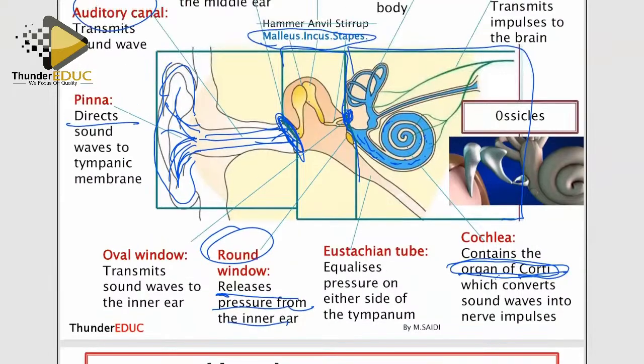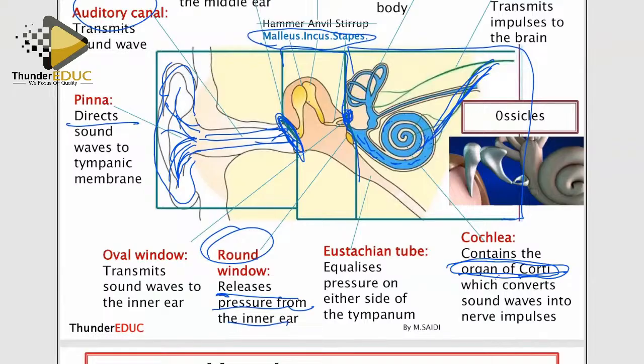Yes. So now it means that this impulse, these nerves, they will take the impulse to the brain. Which part of the brain? Cerebrum. We have seen it. So that's why.